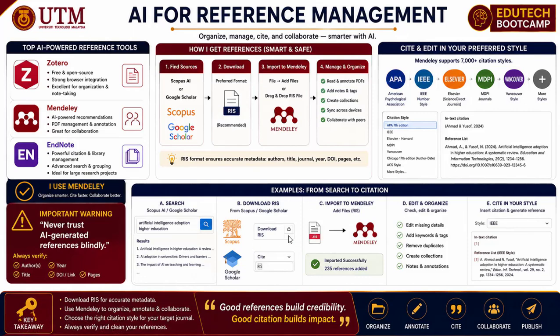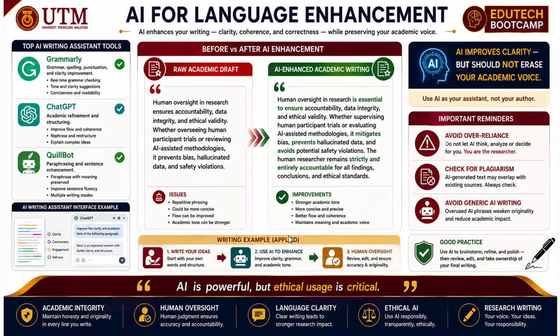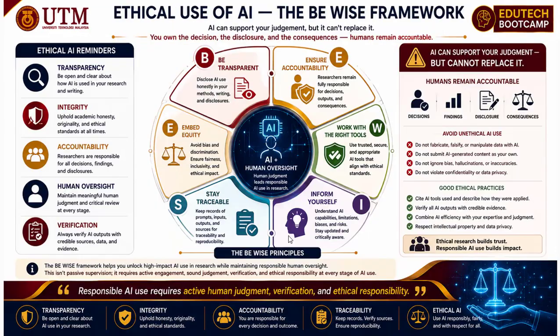I adopted this from Frontiers. I like this format. You can download or read the AI plus human oversight framework on the Frontiers publisher website, because transparency, accountability, integrity, and human oversight are very important while using AI.